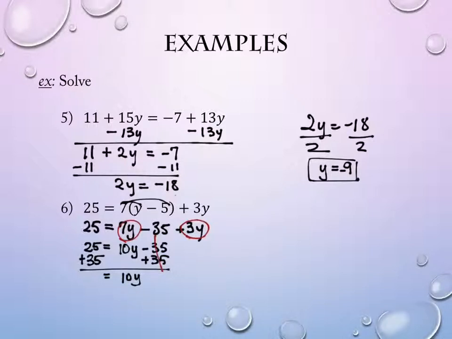What's 25 plus 35? 60. Yep, it is. And then we would divide by 10. Y would equal 6, that's right. Again, could you check it? Could you put the 6 back in for all the y's? Yeah, you definitely could. In the very first equation, don't do it in any of the steps you've done after that, because if you made an error in that step, you won't catch it. All right, you want to put it in the original equation as it was given.